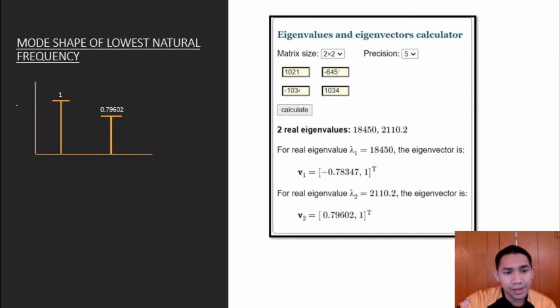Okay, from there, after we get the value, we will insert the four values into the eigenvalue and eigenvector calculator that we found online, and from there it will generate the two real eigenvalues, which are 18450 and 2110.2. So from here, we get the values of lambda 1 and lambda 2. Lambda 1 is the eigenvalue for the highest natural frequency, and 2110.2 is the lowest natural frequency.